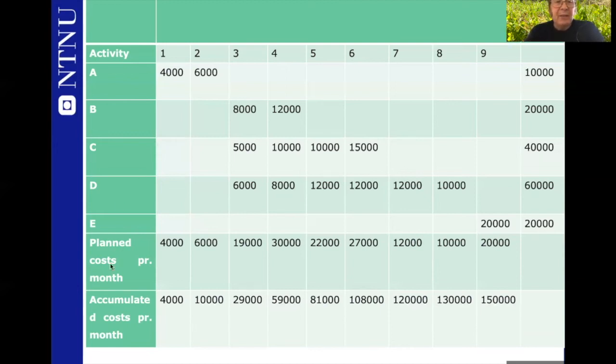And then here we have a matrix, or a place we call planned cost per month, where we simply add the planned cost for the first month, the planned cost for the second month, and for the third and fourth, and so on. Now, these are the planned costs for each month. In the first month, you have 4,000. In the second month, you have 6,000. Third month, 19,000, and so on. And the last month is 20,000. This is again a phase timed budget for the entire project.